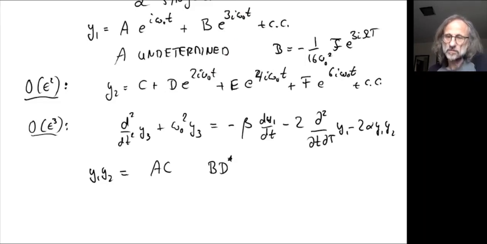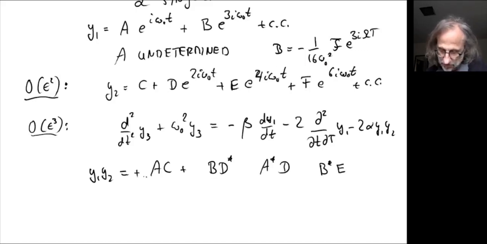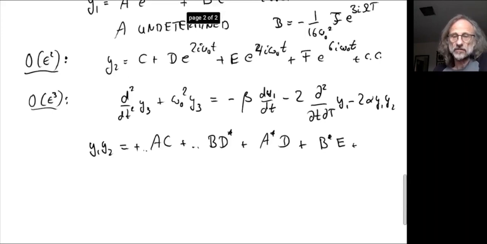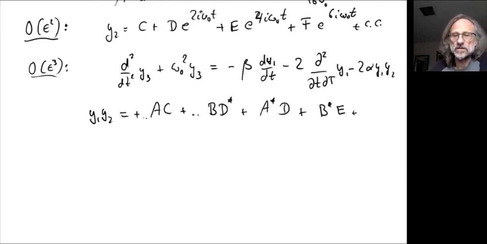And what else would be there? We could have A star and D. Okay, we have A star and D. And what else is there? We have B star and E. Okay, so B star and E. So we have, I mean, these contributions, they all have e to the I omega naught t. Okay, so you plug everything in, and sure enough, you get the equation as you expected.